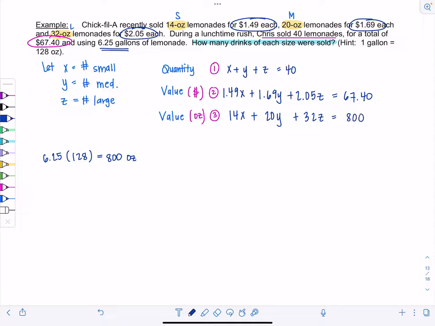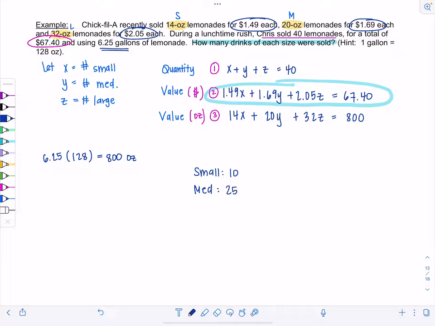When you sit down to actually solve, it might be a nice idea to multiply this through by 100 so you don't have any decimal places, and then go from there. This is definitely the trickiest of all of the equations. But if you venture for the challenge, here's what you should get. There were 10 smalls sold, 25 mediums, and only 5 larges.